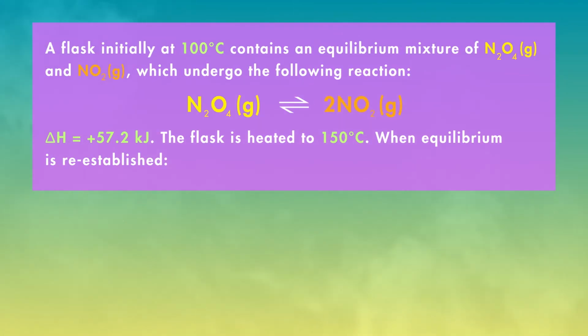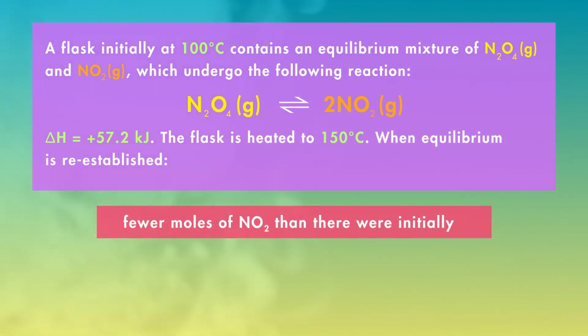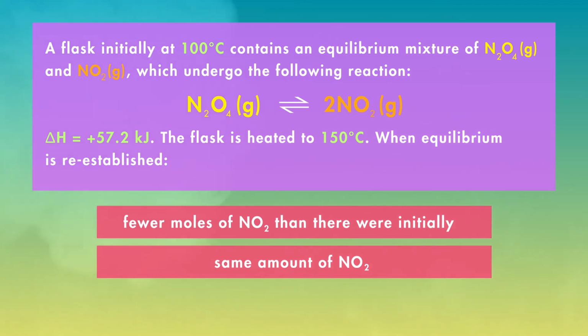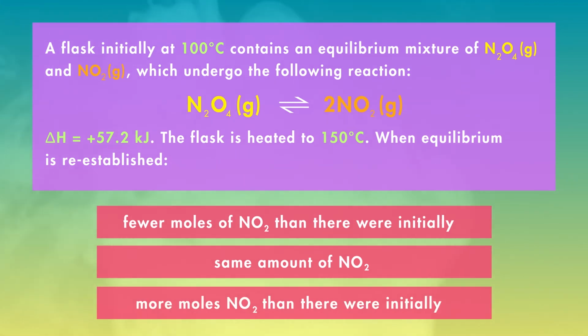Let's apply Le Chatelier's principle to predict the effect on a system undergoing a temperature change. A flask initially at 100 degrees Celsius contains an equilibrium mixture of N2O4 and NO2, which undergo the reaction shown. Delta H for this reaction is plus 57.2 kilojoules. The flask is then heated to 150 degrees Celsius. When the equilibrium is reestablished, there are fewer moles of NO2 than there were initially. There is the same amount of NO2. There are more moles of NO2 than there were initially.